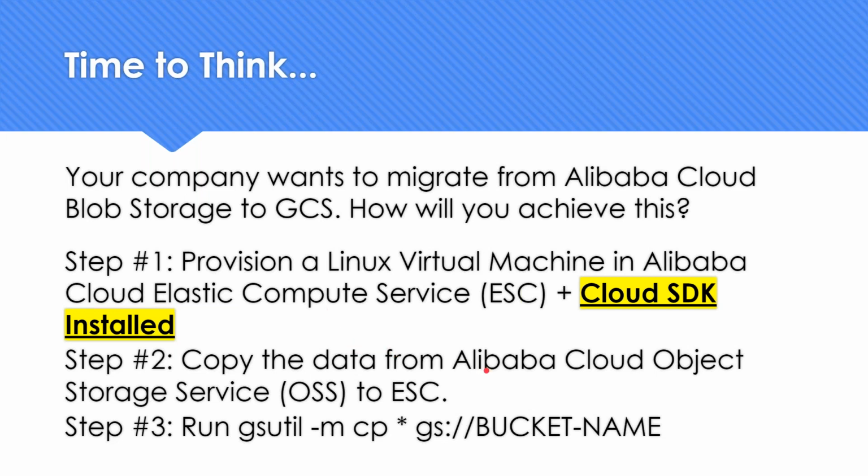Then from the Alibaba Cloud VM to the blob storage, there should be some connectivity, right? Definitely it's going to be there. You copy everything to your virtual machine, the Alibaba Cloud virtual machine. Once it is there, just use your gsutil -m cp command. Simple. So Anil Kumar and Vivek got it correctly. Basically, gsutil by installing the SDK. So this way you can do it.